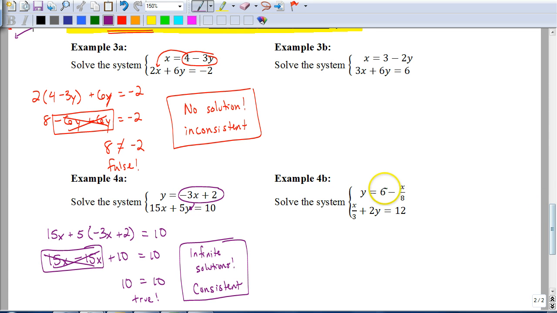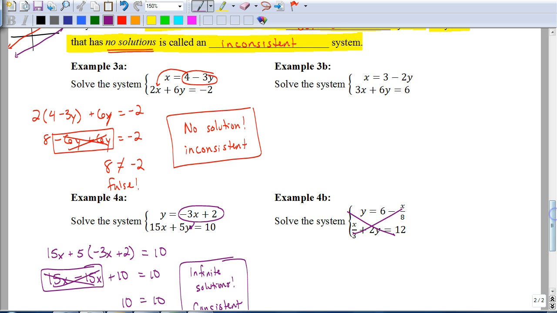Okay, so this one here, 4b, we're not going to worry about, because it gets kind of ugly there, but I do want you guys to try 3b on your own. I want you to see if that one's going to end up being no solution where it's inconsistent, or infinite solutions where it would be consistent. So I want you to take a minute, pause the video, and hit play when you're ready to check your answer.